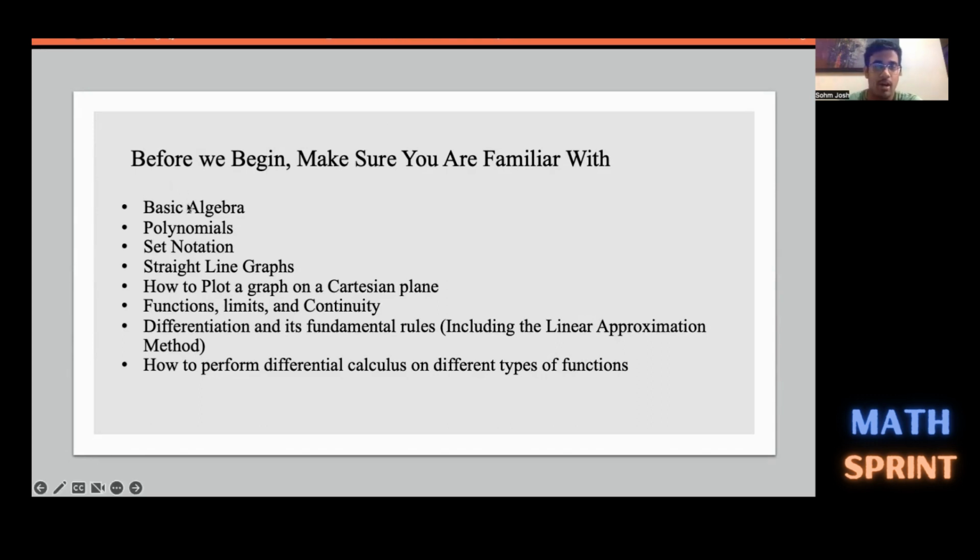The topics to know are basic algebra, polynomials, set notation, straight line graphs, how to plot a graph on a Cartesian plane, functions, limits, and continuity, differentiation and its fundamental rules, and how to perform differential calculus on different types of functions. Also, do note for this chapter of calculus, I will only be working with real numbers and not imaginary numbers. So do keep that in mind.